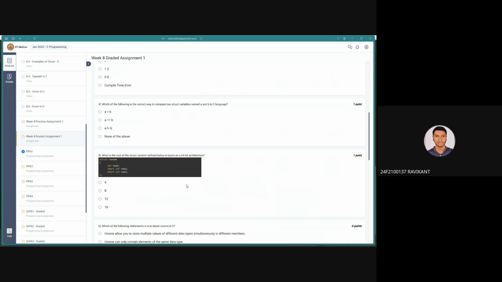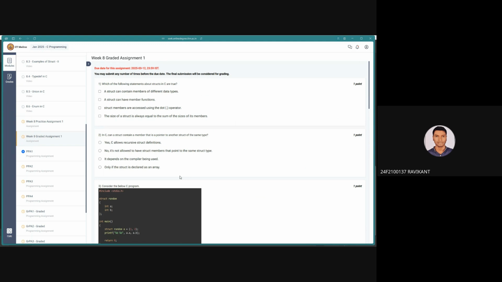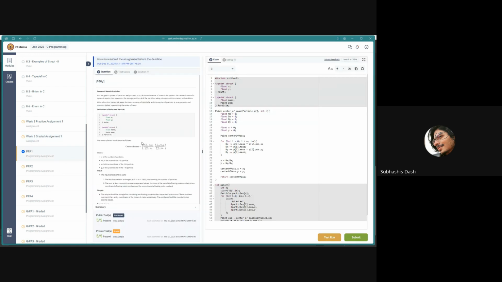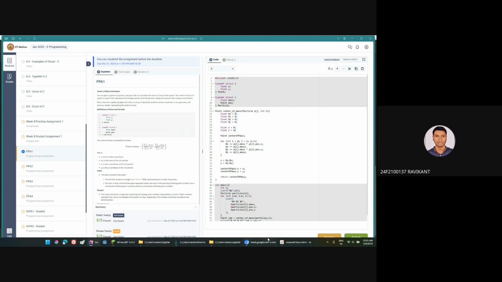Actually, question number two. Can a struct contain a member that is a pointer to another struct of the same type? Okay, so I won't answer this, but I have already given you the information to answer this.